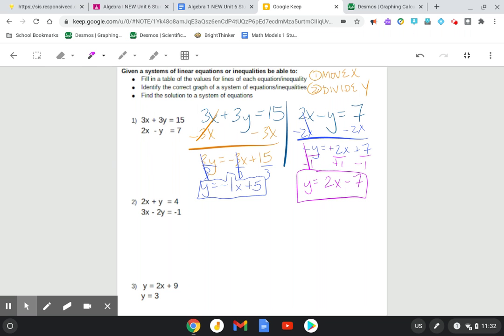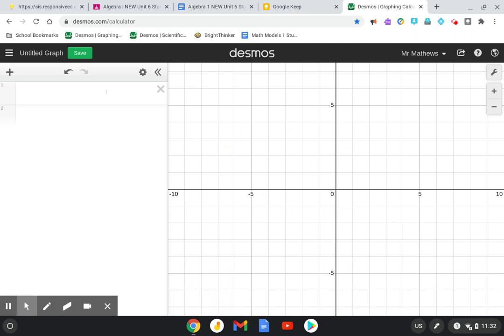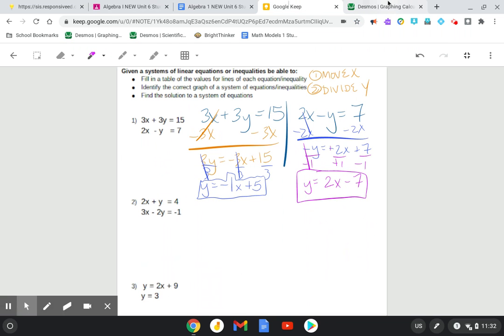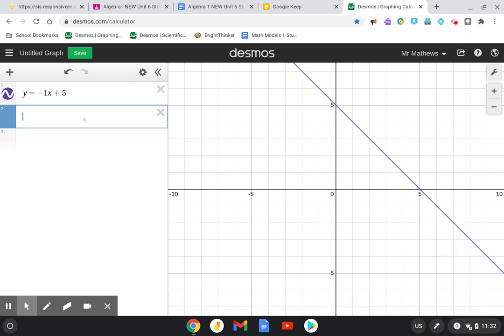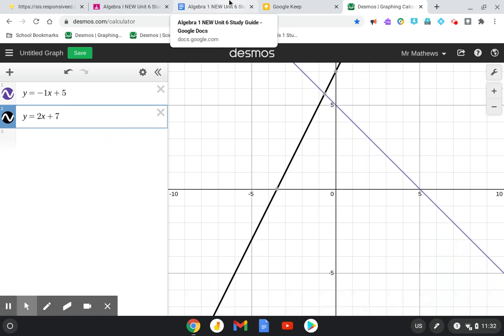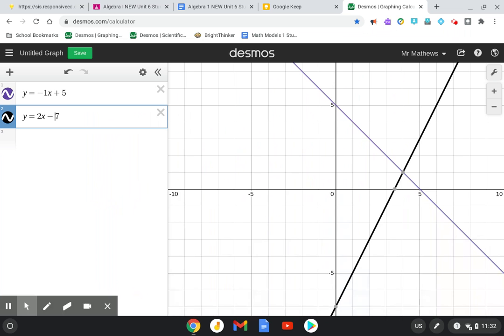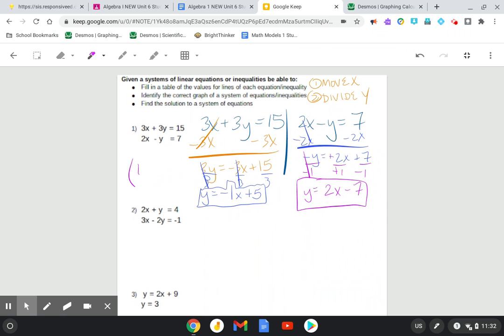So now I need to graph these two and find where they intersect. We're going to go over to our graphing calculator and type them in. Y equals negative 1x plus 5, make sure I got that right, and then y equals 2x plus 7. Oh, minus 7, sorry about that. There we go. When we look at where they intersect, that is the piece of information that we need. The solution is 4, 1.